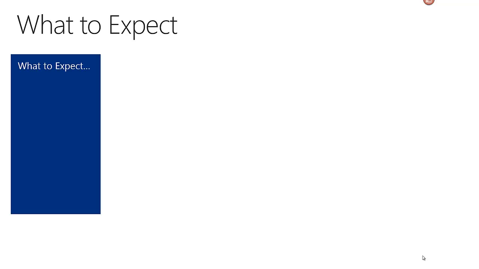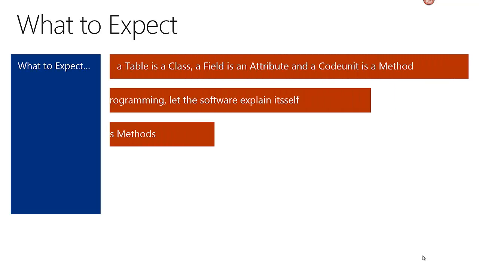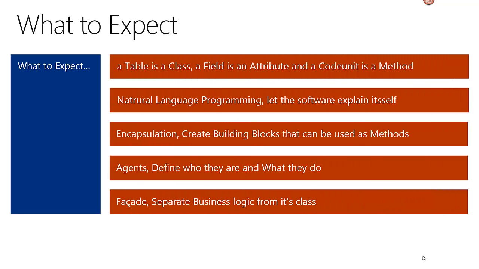To document the methodology, we will publish 10 videos and blog articles. We will start by explaining how to use tables as a class and the code unit as a method, mapping object-oriented terminology to Dynamics NAV. Then we will explain how natural language programming can help you to write self-explaining software, reducing learning curves of developers, and reducing the cost of maintaining your software.